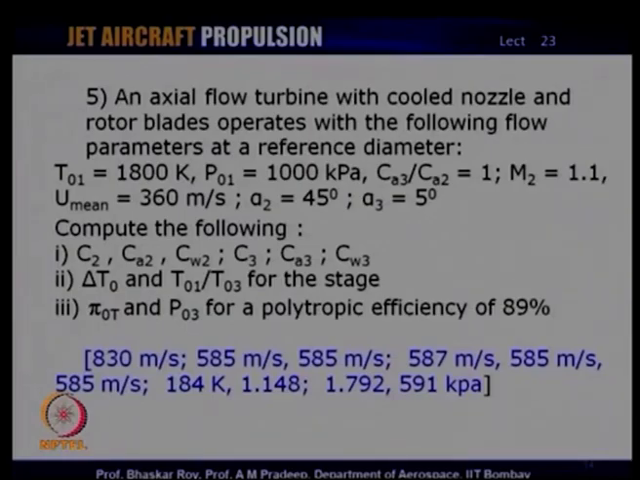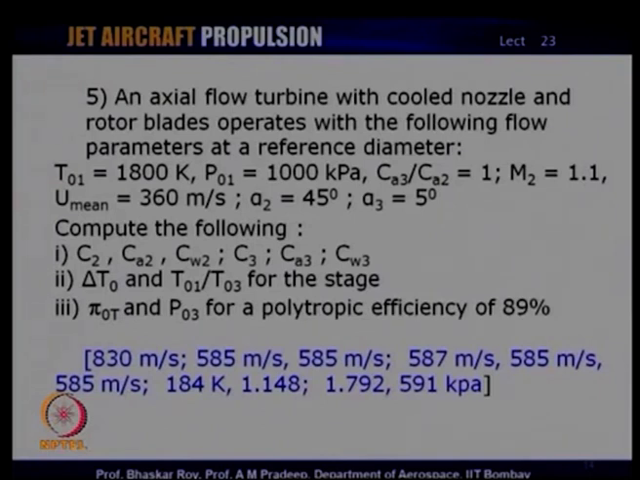The entry temperature is a respectable good modern temperature, that is 1800 K. The entry pressure is 1000 kilopascals. C A 3 by C A 2, as we have done in our problem, is equal to 1, that is axial velocity across the rotor is conserved. Mach number at the exit of the stator nozzle is 1.1, that is, it is allowed to go slightly supersonic, and U mean is 360 meters per second. Alpha 2 prescribed is 45 degree and alpha 3 at the exit of the rotor is prescribed as 5 degree.